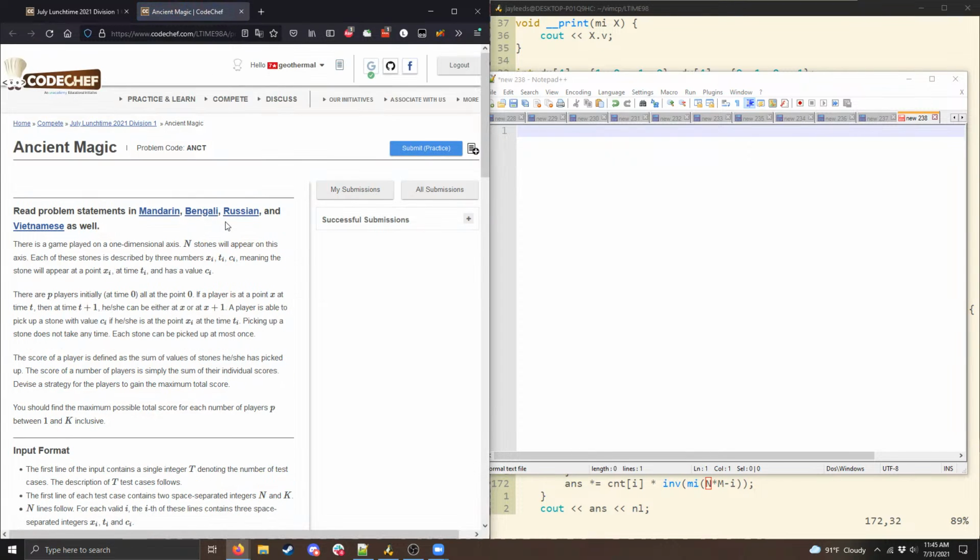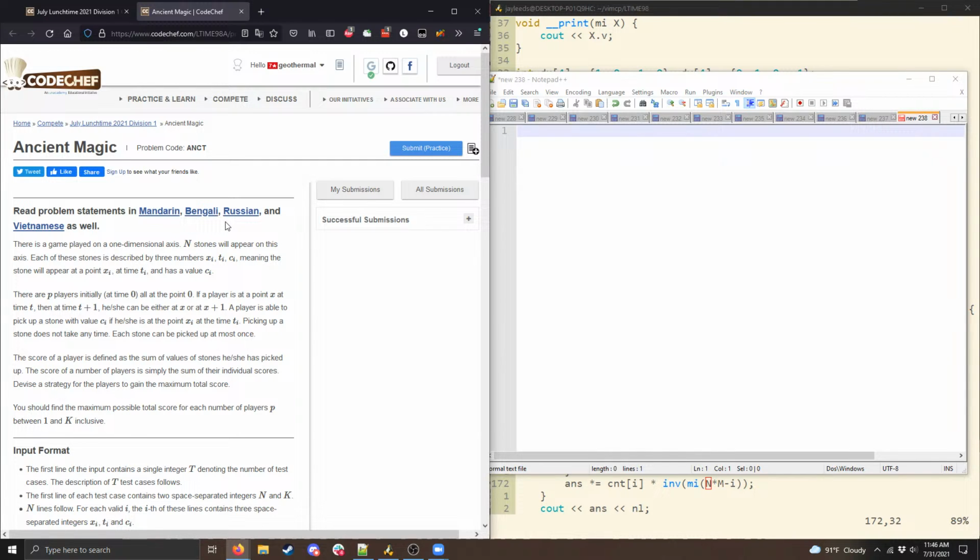Okay, last problem, Ancient Magic. So there's a game played on a one-dimensional axis. We're going to have n stones, each described by 3 numbers x, t, and c, meaning that the stone will appear at point x at time t and has a value c. If a player is at a point x at time t, then at time t plus 1, they can be either at x or at x plus 1. So they can either stay where they are or they can move by 1.